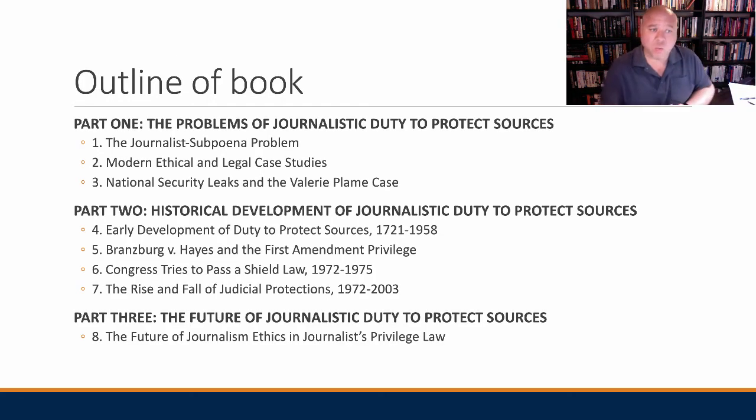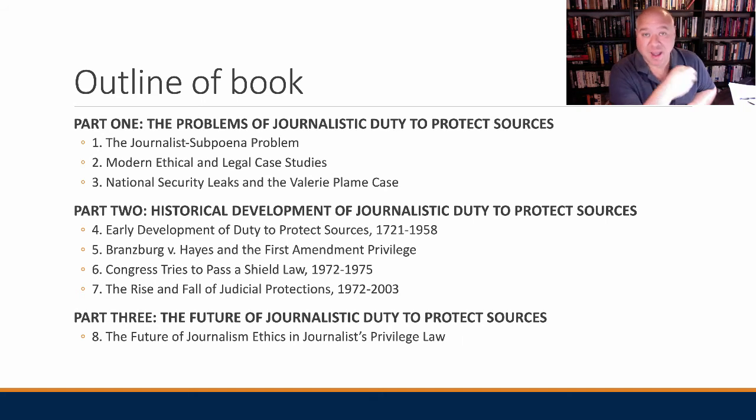So the book was organized into three parts. You'll see I maybe like this organizational structure because my second book kind of relies on a similar structure. But the first part was really looking at the problems of journalistic duty to protect sources. There's a chapter that sort of sets out the problem, defines the terms of the journalist subpoena problem. Second chapter constructs several case studies drawing from those interviews and news reports and some legal cases. And then chapter 3, I focus specifically on one particular subset of journalist confidential source issues when it comes to national security reporting and national security leaks, and really focusing on the Valerie Plame case. So part 1, kind of the modern problems.